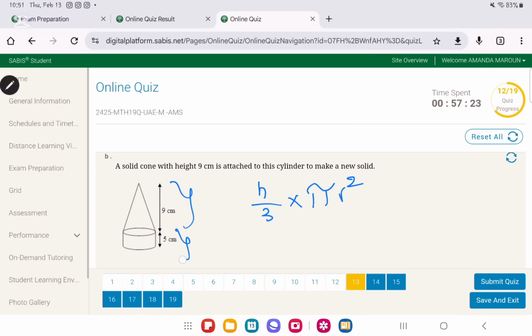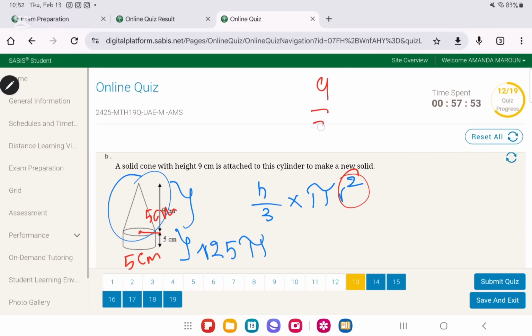And we already know that it was given above that the volume of the cylinder is 125 pi. So, to find the volume of the cone, we're just going to substitute the height by 9, and the radius is going to be the same. So pay attention, if a cone is put on top of the cylinder and they fit perfectly, that means the radius is going to be the same for both. So if this is 5 centimeters, then this one is also 5 centimeters. Okay? So then it's going to be 9 over 3 times pi times 5 squared. So it's going to be 3 times 25, so 75 pi.